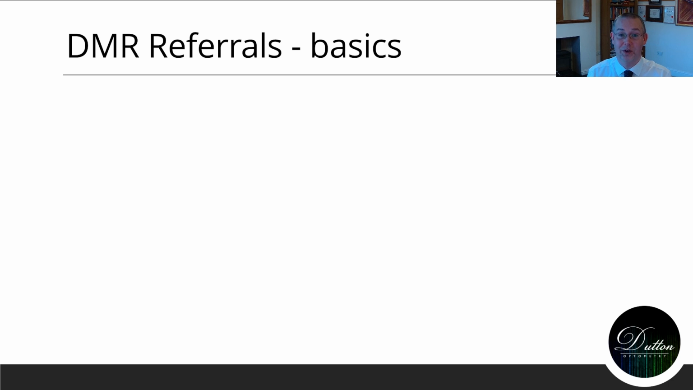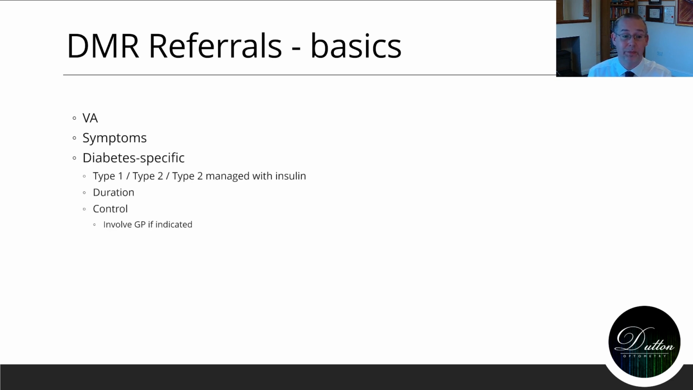As usual, let's start off with the basics, so visual acuity and symptoms. These are core components of any ophthalmology referral. We then have some diabetes specific information. So what's the diabetes type? And remember, insulin dependent diabetic is quite an out of date description. So they're either type 1 diabetic, they're type 2, or they're type 2 managed with insulin. And that makes it much clearer.